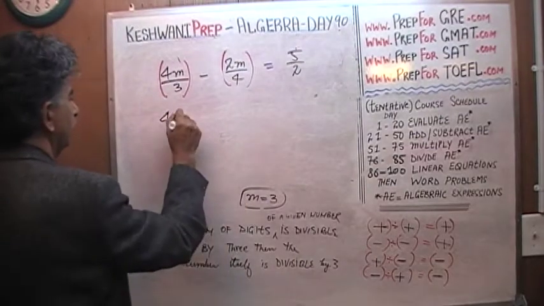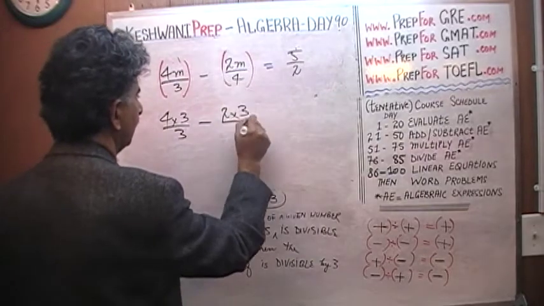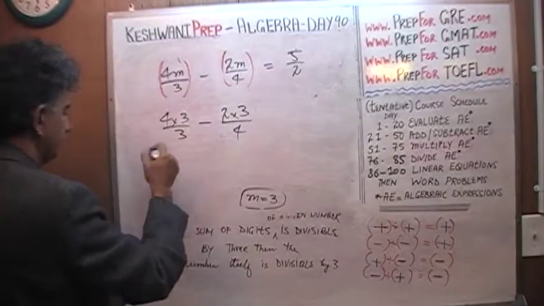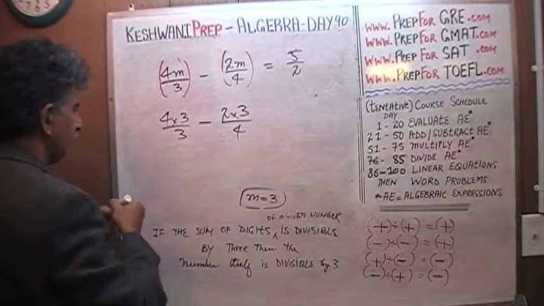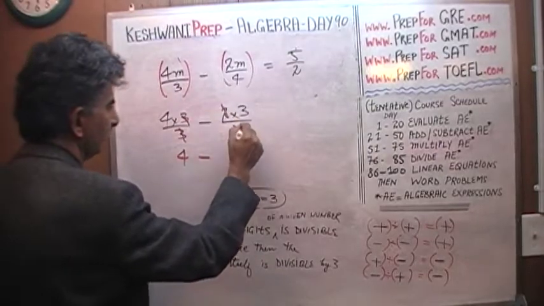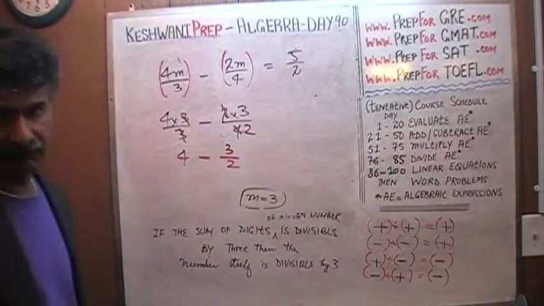4 times 3 over 3 minus 2 times 3 over 4 has to equal 5 halves. This 3 cancels out. This 3 cancels out. 4 minus, and this 2 cancels out with this 4 becomes 2, 3 halves. How much is 3 halves?